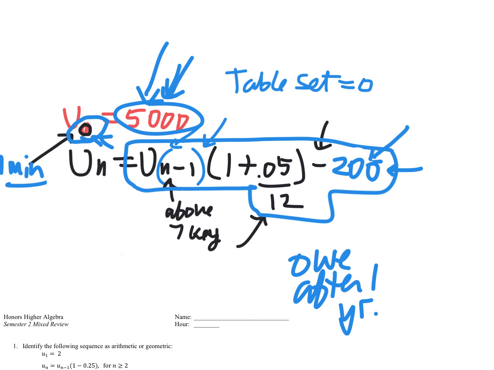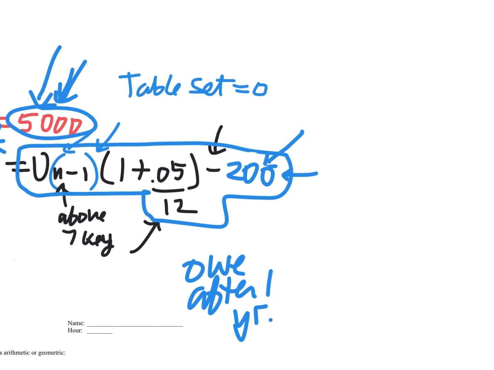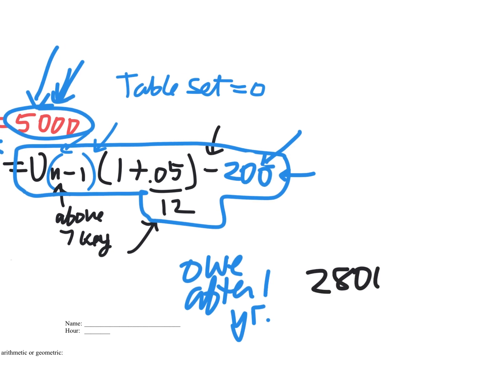If you still owe $5,000, something's wrong. I forgot to divide by 12. All right, did you guys get 2,800? All right, so you still owe 2,800 after 1 year. This is making sense to you again. Remember how to put this in the calculator.